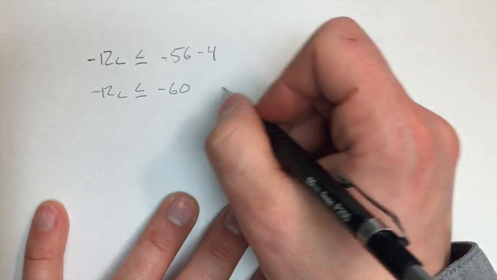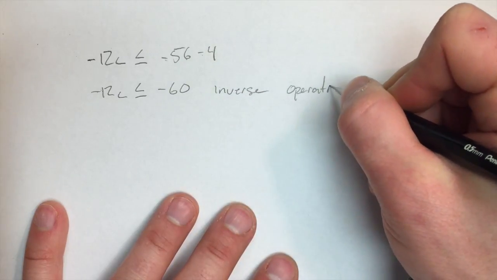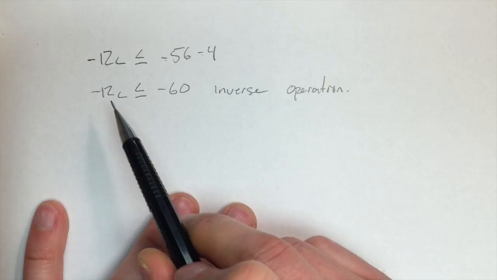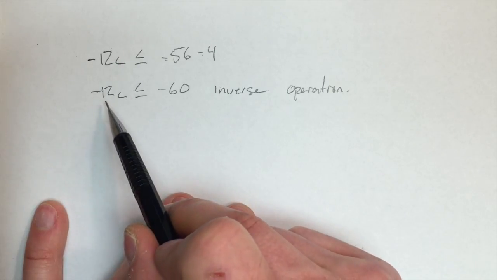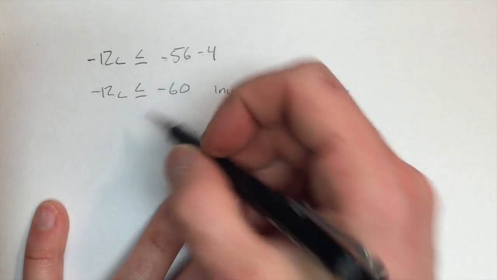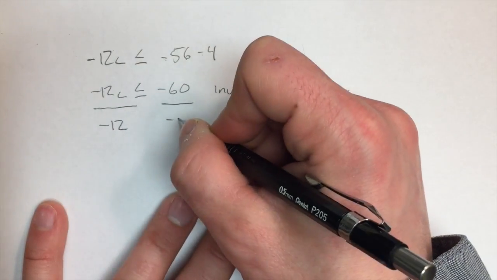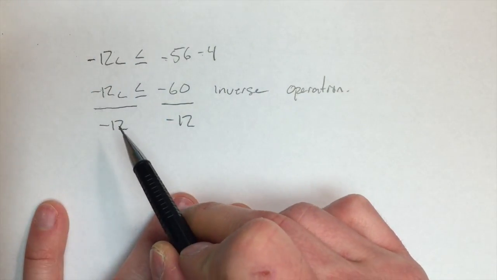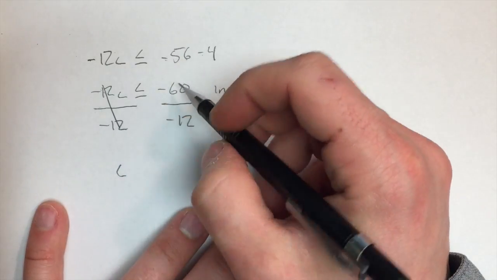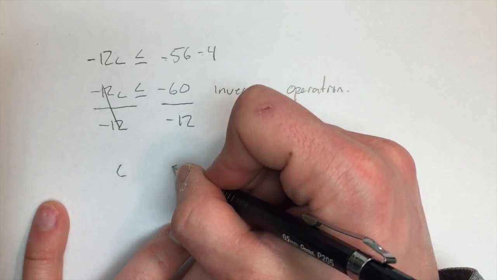Okay, so now we're going to do an inverse operation. What is the inverse operation of negative 12 multiplied by c? The inverse of multiplication is division. So we're going to divide both sides by negative 12. These negative 12s cross out. And what is negative 60 divided by negative 12? It's going to be 5.